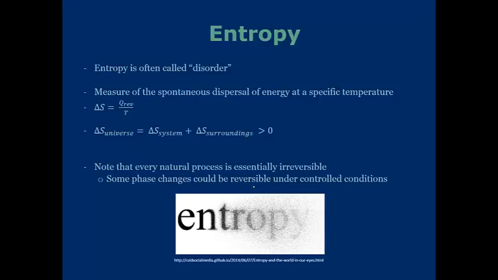The second equation states that the entropy of the universe would be the resulting sum of the entropy of the system and the surroundings, thus stating that everything has to be accounted for. There's our first law. But that is going to be greater than 0, stating that the change of entropy total will always exceed 0, or will always be increasing. What this leads to is the fact that every natural process is essentially irreversible. There are some changes that can be reversible under controlled conditions. However, nature generally operates under irreversible conditions.